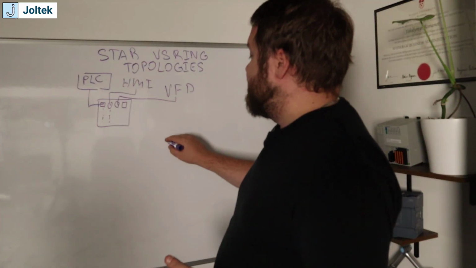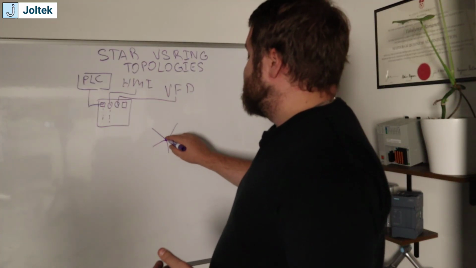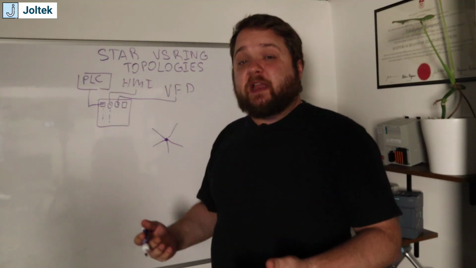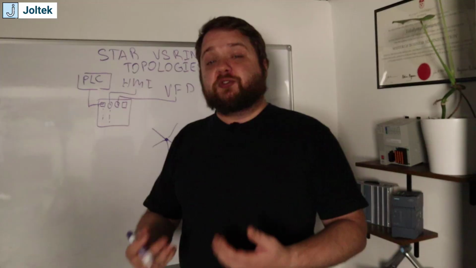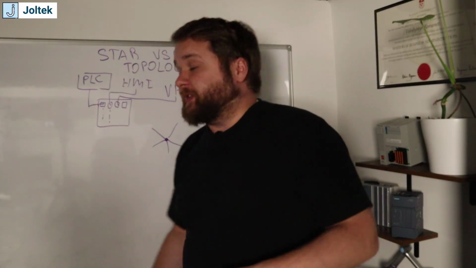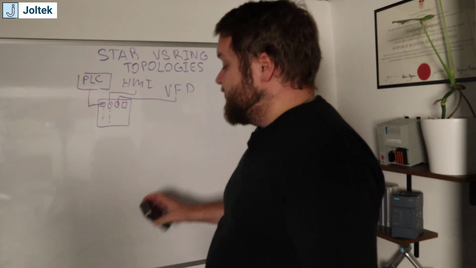Again, a star being that you can basically have as many spokes as you'd like, but it creates the shape of the star. So your switch is going to be at the center, and that's going to connect to multiple devices. So what is a ring topology?